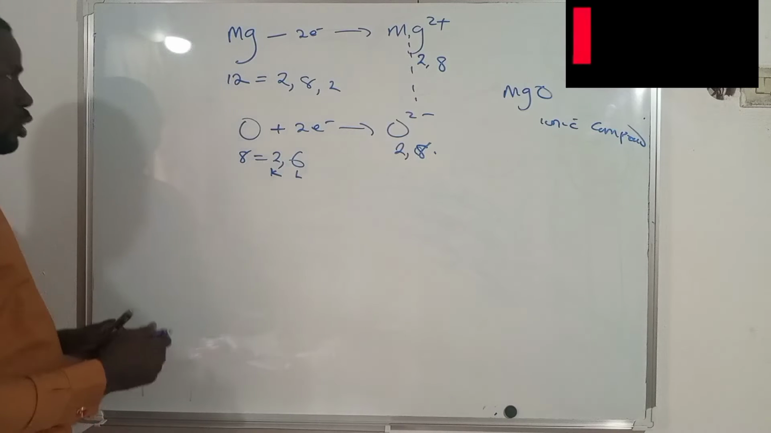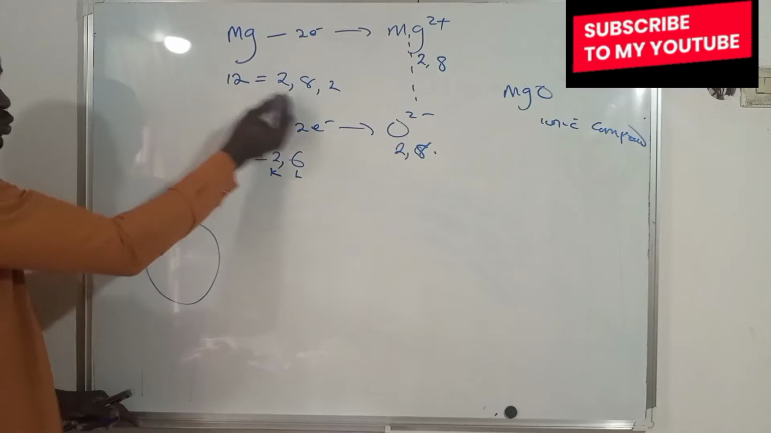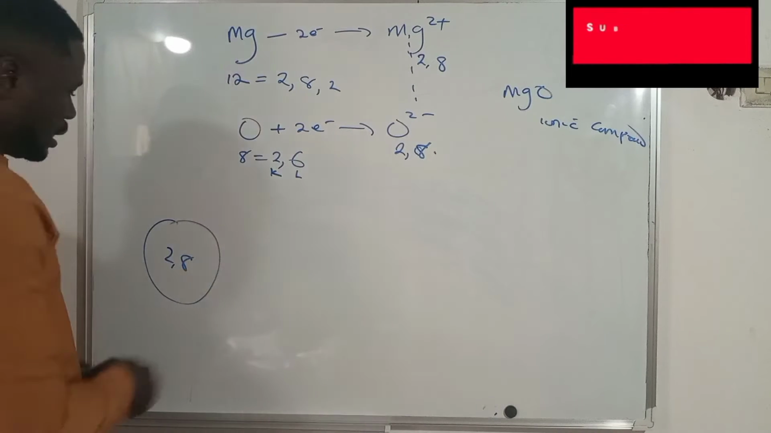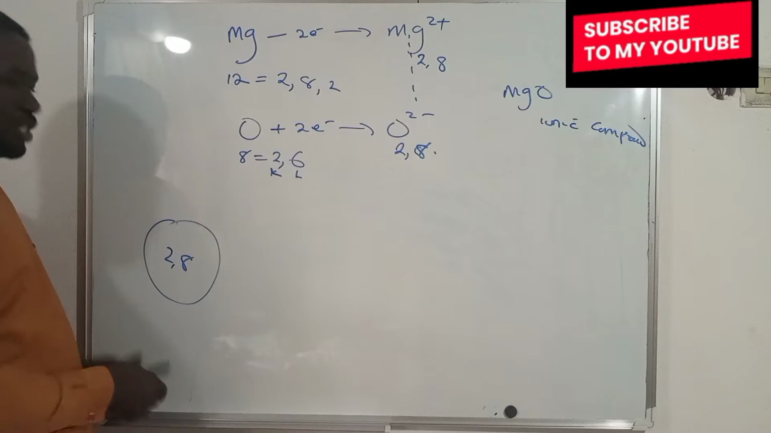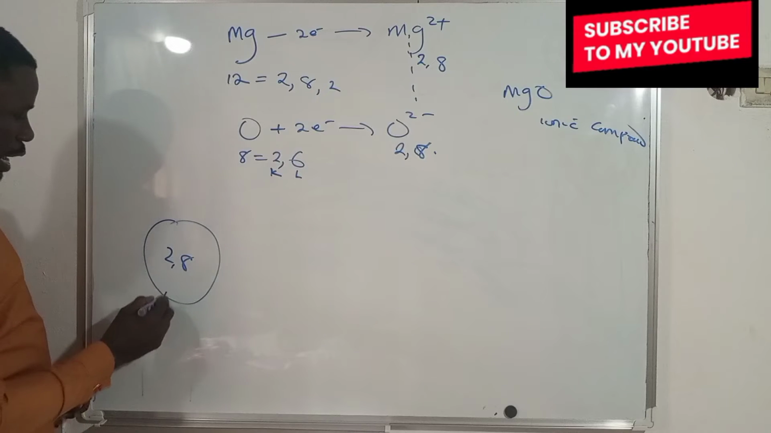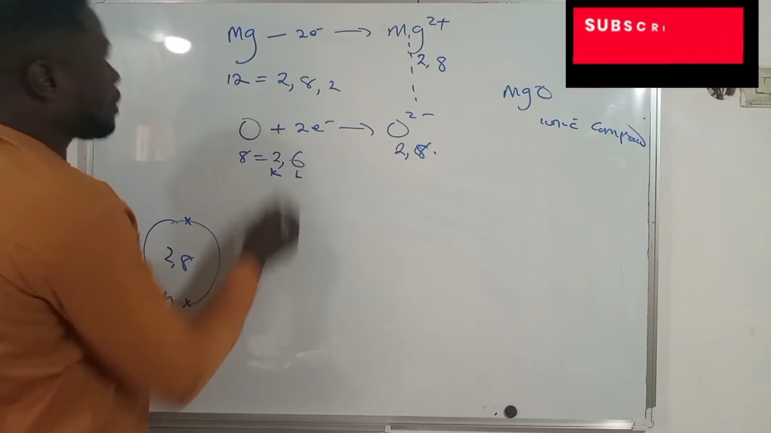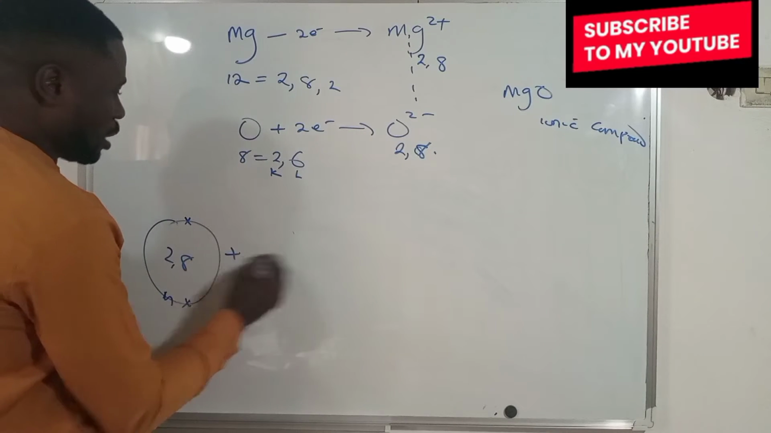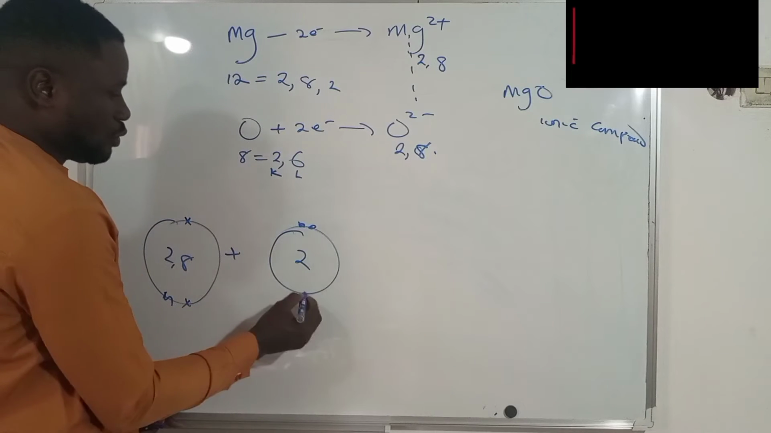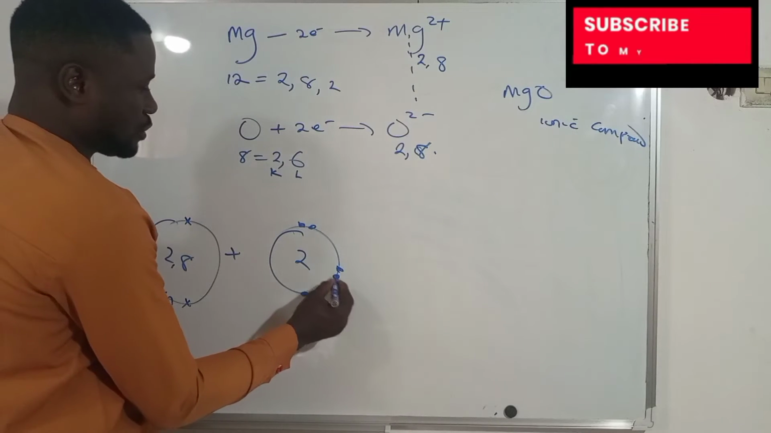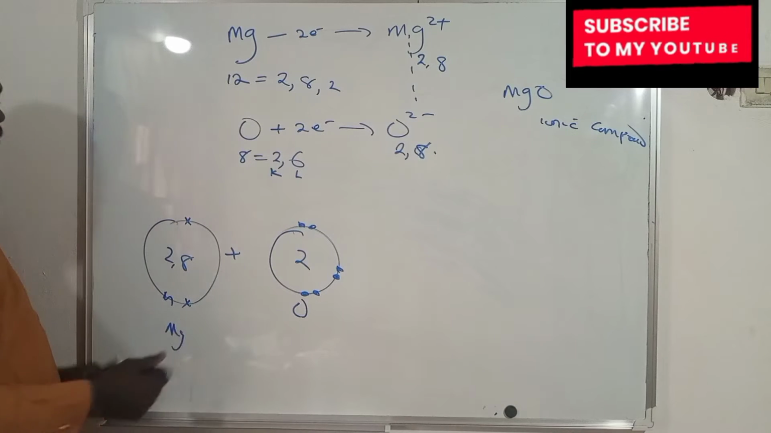Even if I chose to draw it the other way, magnesium is 2,8,2. You have 2 on the first shell, 8 on the second shell, the L shell, and then this one is the M shell, and it has only 2 electrons. Now how about oxygen? Oxygen is 2, and then 6 electrons here, 2, 4, 6. Of course, this is the oxygen atom, and this is the magnesium atom.